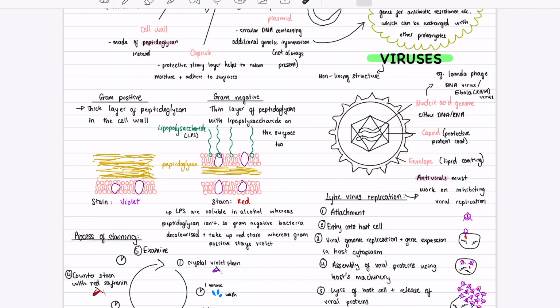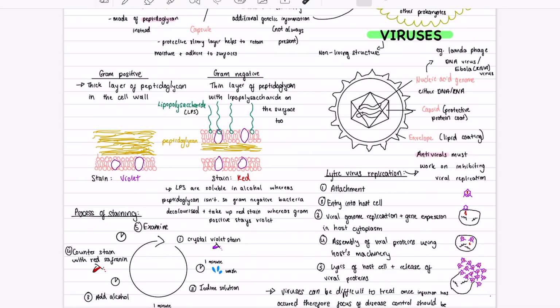As I was saying, the viruses need a host to replicate, so the first thing it needs to do is attach to a host cell and enter into the host cell. The virus will then inject its viral genome into the cytoplasm and use the host machinery to produce its own viral proteins. In order to release the viruses made, lysis of the host occurs.